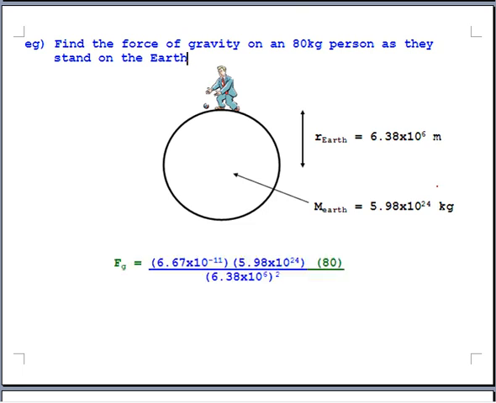So in this equation, big G times the mass of the Earth times the mass of the person divided by, don't forget to square the radius of the Earth. Sometimes when r is a big value, like it is in this case, 6.38 million meters, people see the scientific notation and then forget to square the number. But you do need to square it. And you type all that into your calculator, and it should spit out 784 newtons.